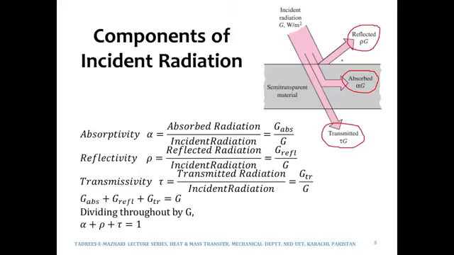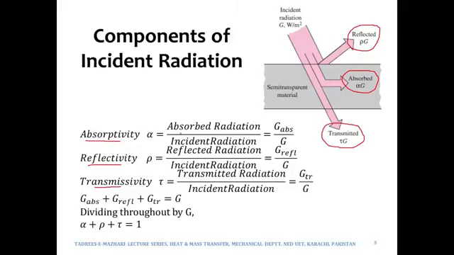One part of it may get reflected, one part of it may get absorbed, and one part of it may get transmitted. The amounts of the radiation transmitted, absorbed, and reflected would depend upon those properties of the surface, which are absorptivity, reflectivity, and transmissivity.